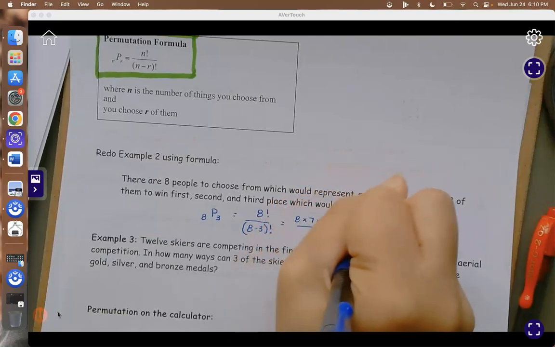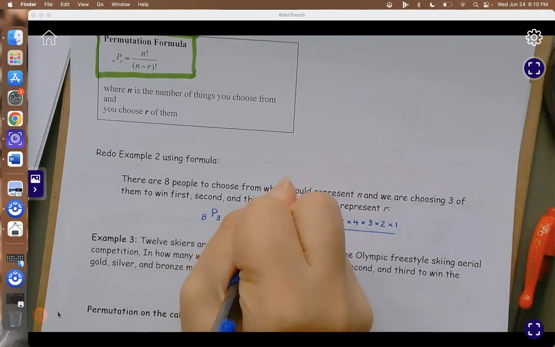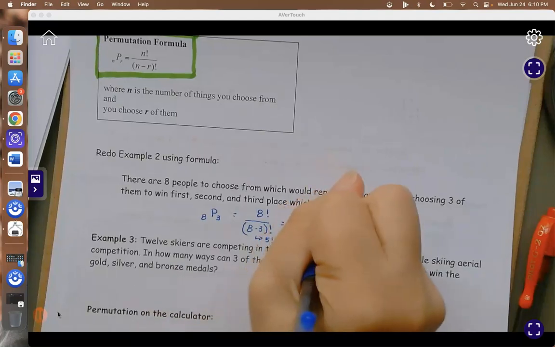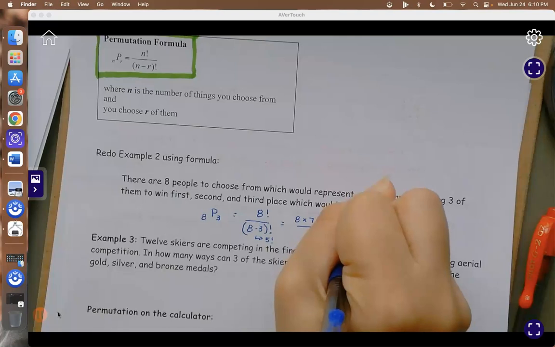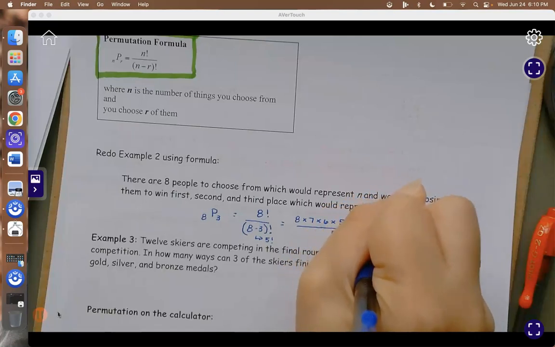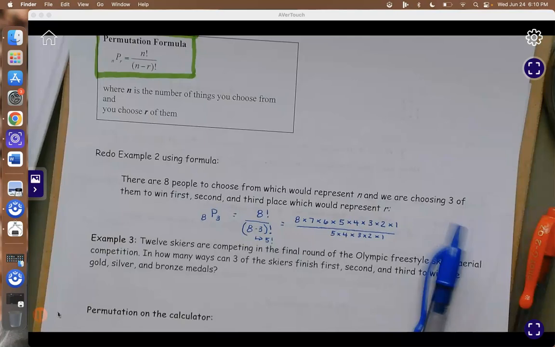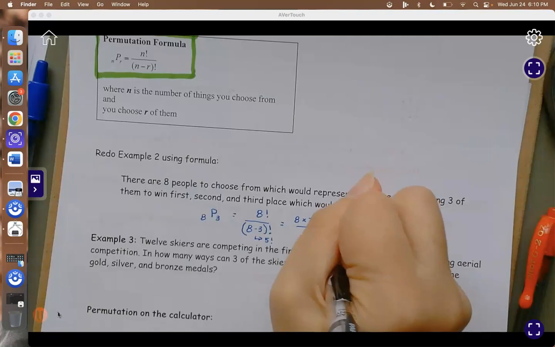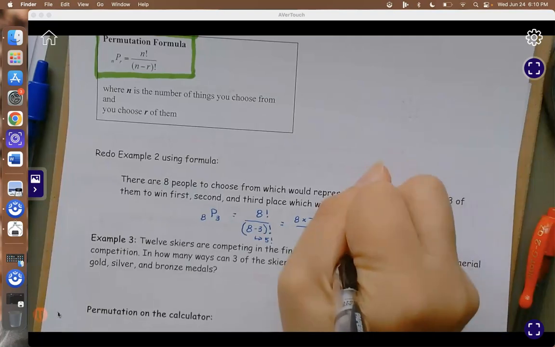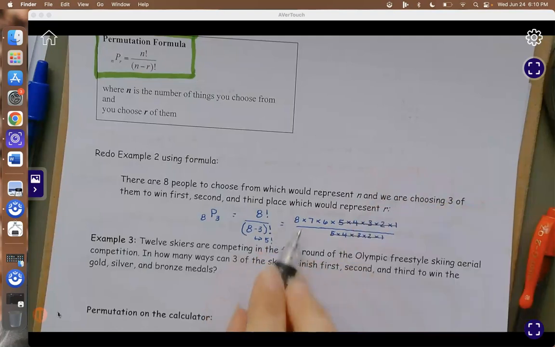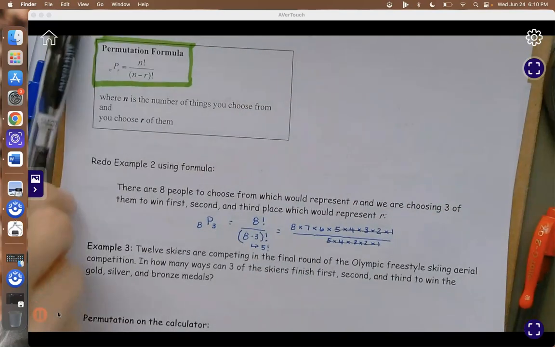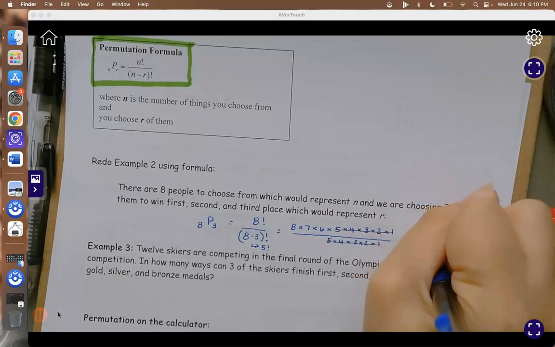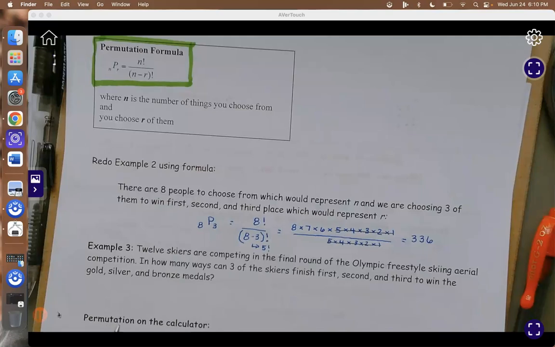we can write out what that factorial means. This right here becomes 5 factorial, right? 8 minus 3 is 5. So this would be 5 times 4 times 3 times 2 times 1. And if you look at this, all of this would cancel out all of this. And you'd be left with what we had at the top, 8 times 7 times 6, which is 336.